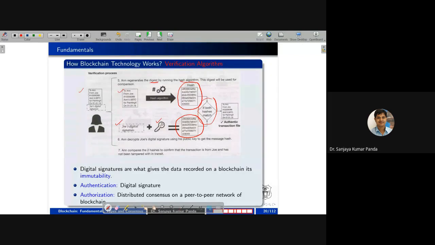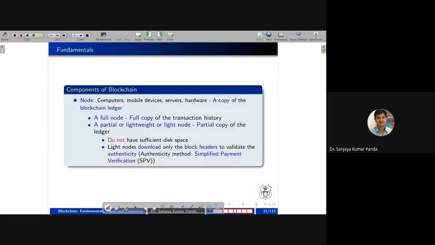Okay. Now, coming to another component, one of the important components of the blockchain is the node. A node may be anything. It may be a computer, a mobile device, a server, or hardware, from a lightweight device to a device of any power. In a blockchain network, each and every device has a copy of the blockchain ledger.